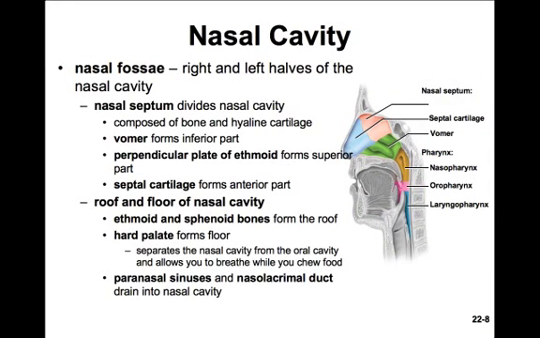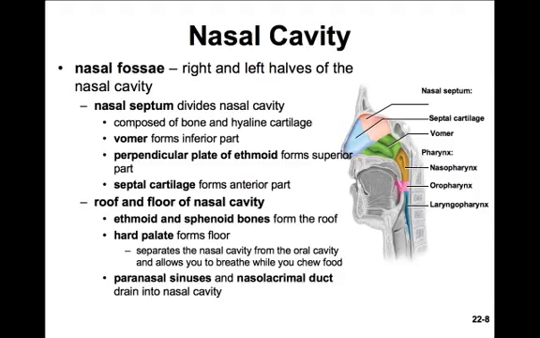The nasal cavity itself is divided into right and left halves, or two nasal fossae. The nasal septum divides this cavity. It's composed of bone as well as hyaline cartilage. As you'll recall, the vomer, one of our facial bones, forms the inferior part of this septum, and the superior portion is formed by the perpendicular plate of the ethmoid bone. There are also septal cartilages that form the anterior portion in front of those bones.